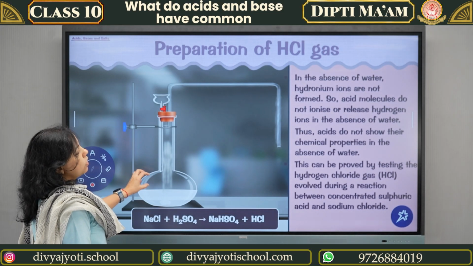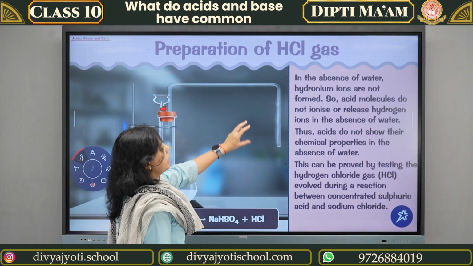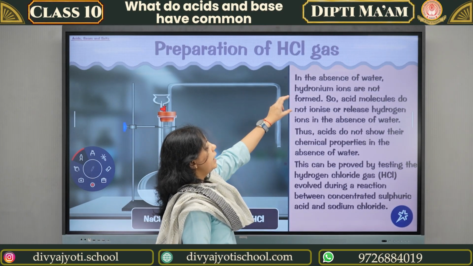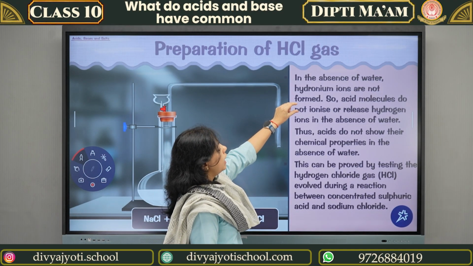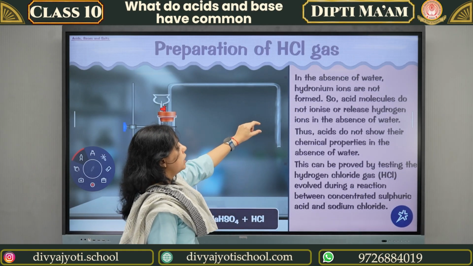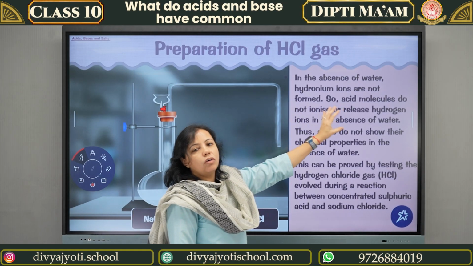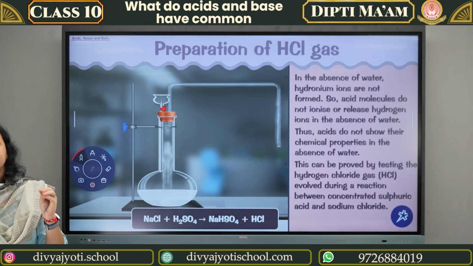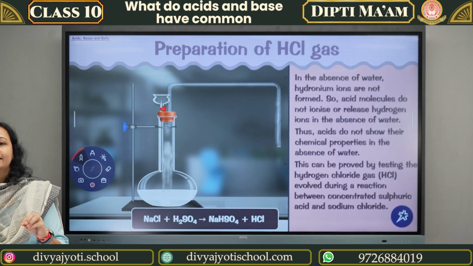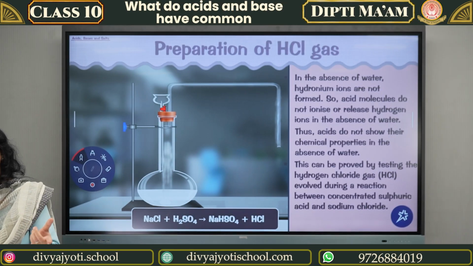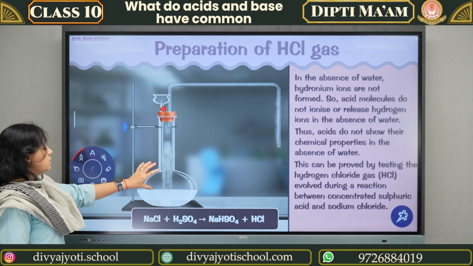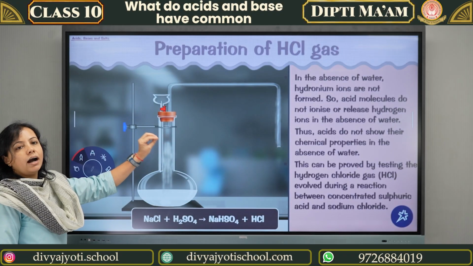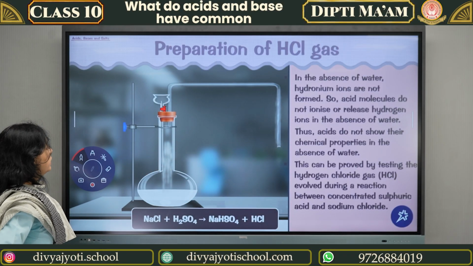In the absence of water, hydronium ions are not formed, so the acid molecule does not ionize or release the hydrogen ion in the absence of water. In the last activity, you observed that ions are produced whenever the acid or base reacts with the water molecule. If the water particle is not present, then the ions are not released.